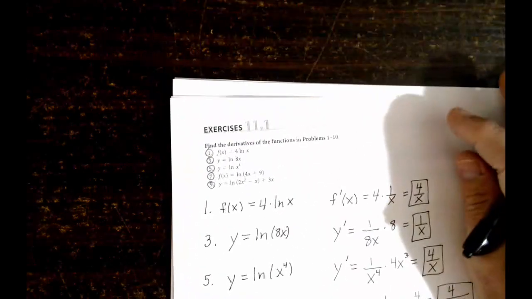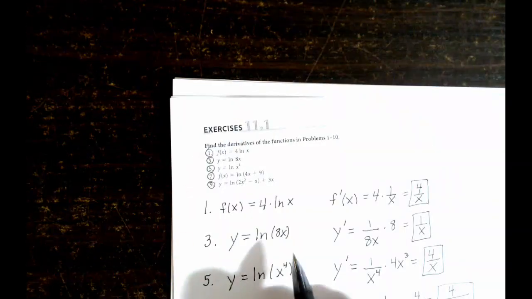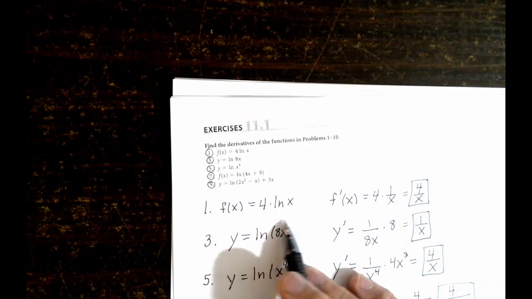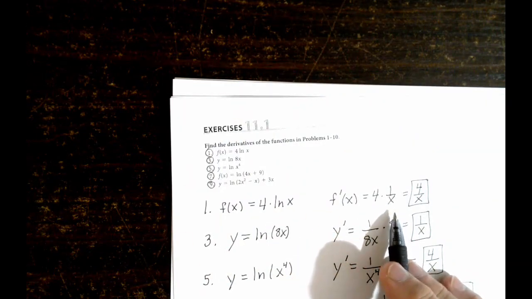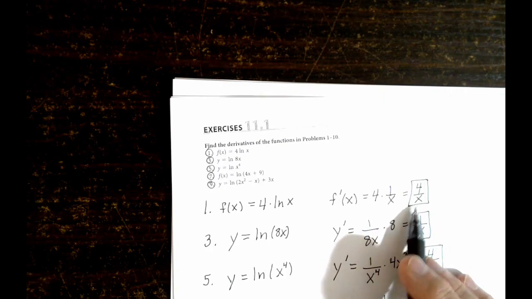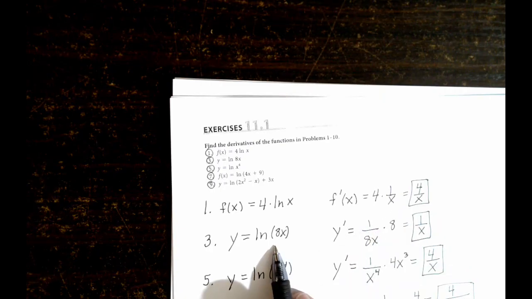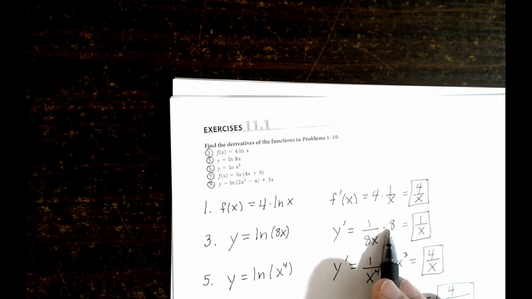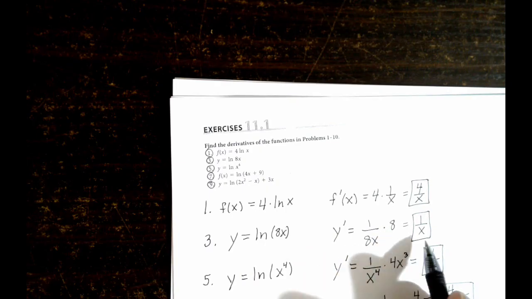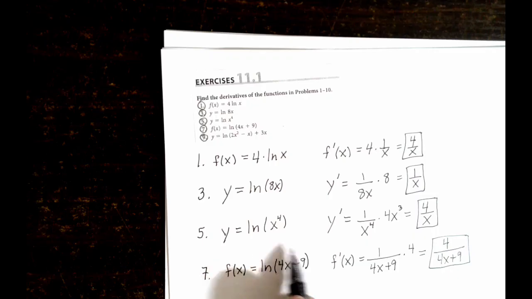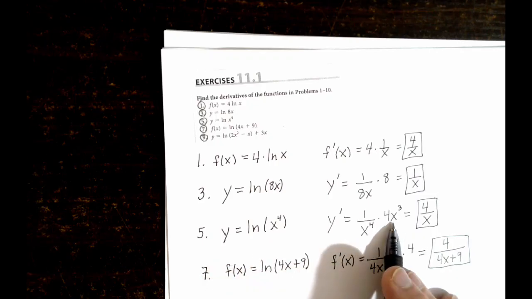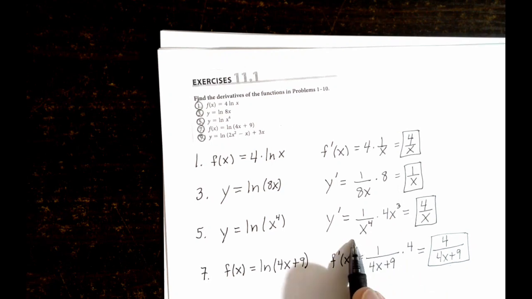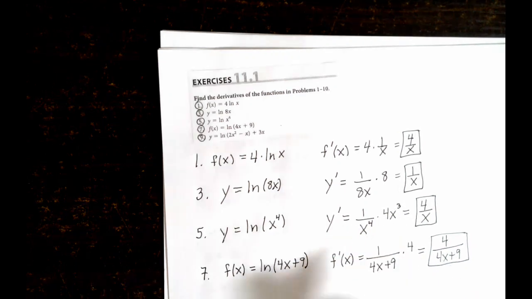So now let's do some similar exercises. If you got f equals this guy, your derivative is just 4 times the derivative of ln of x, which is 1 over x, and you get 4 over x. This guy's derivative is 1 over 8x times the derivative of 8x, which is 8, and the 8's cancel. This is 1 over x to the 4th times the derivative of x to the 4th, which is 4x cubed, and 3 of the x's cancel, and you're left with 4 over x.